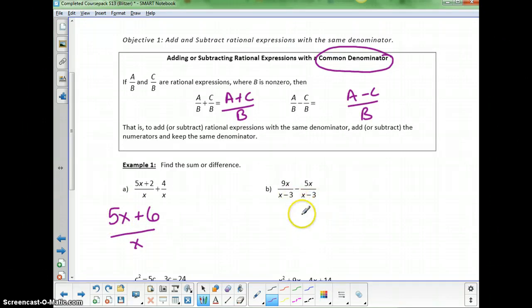Let's look at the next one. This one's a subtraction. 9x minus 5x. I already have a common denominator, so it's going to be 4x over x minus 3. This also cannot be reduced because my binomial cannot be factored.